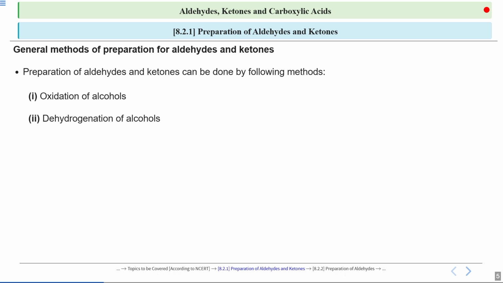The second method which we will see is dehydrogenation of alcohols. Now what does the word dehydrogenation mean? This method involves the removal of hydrogen from alcohols to form aldehydes and ketones. The third method which we will discuss is using hydrocarbons. So we will use hydrocarbons to prepare aldehydes and ketones. This method involves complex reactions such as ozonolysis or the use of specific catalysts. One by one, we will discuss all of these three methods in detail.